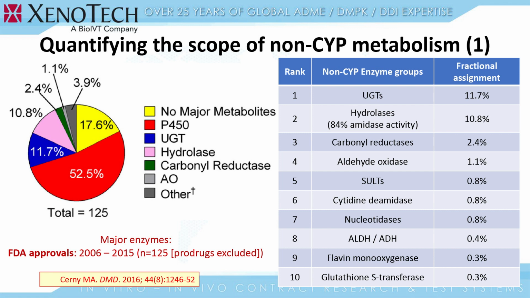So if we look, there was a total of 125 drugs that were approved that were not prodrugs between 2006 and 2015. And we could see that about 53% of these drugs that were approved were metabolized by P450 enzymes. This was followed with the second highest being UGT enzymes, and about equal would be other hydrolase enzymes. Rounding out this list would be carbonyl reductase, aldehyde oxidase, and other non-CYP metabolizing enzymes.